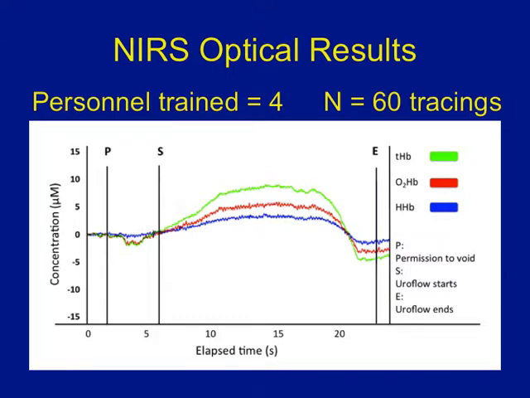So we trained 4 field personnel to use the computer. The process involved a 30-minute orientation, a 1-hour hands-on by Andrew, and then see one, do one, teach one, and on to the next person. And then in the end, the 4 people could collect data independently on the computer, and we have 60 tracings from the area.